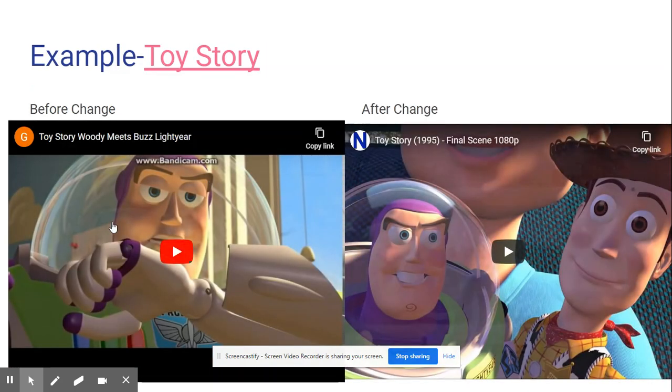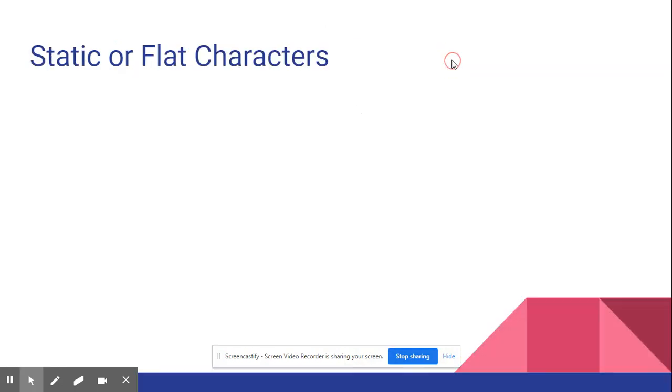Example is Toy Story, and you can watch these at your own leisure with your own notes. An example would be in Toy Story 1. Look how terrible it looks. It looks pretty bad for the time, but anyway, Buzz Lightyear changes quite drastically. He starts off thinking he is a real spaceman, and then he realizes that he is indeed a toy, and he comes to that realization at the end of the story. That's a huge change. So keep that in mind.